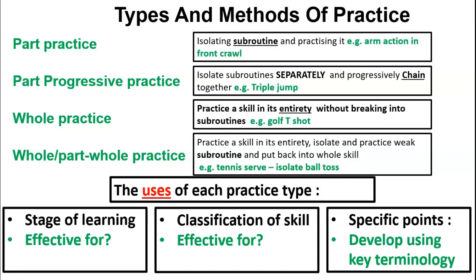Now, in terms of part practice, we know that part practice involves isolating subroutines. So in terms of the classification of skill that it'd be most effective for, we need to think about skills or classification skills that can be broken down into subroutines. So I might say this will be most effective for low organisation skills. Why? Because they can be broken down or separated into subroutines.